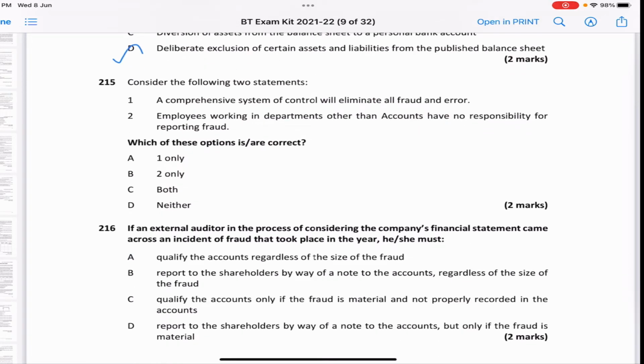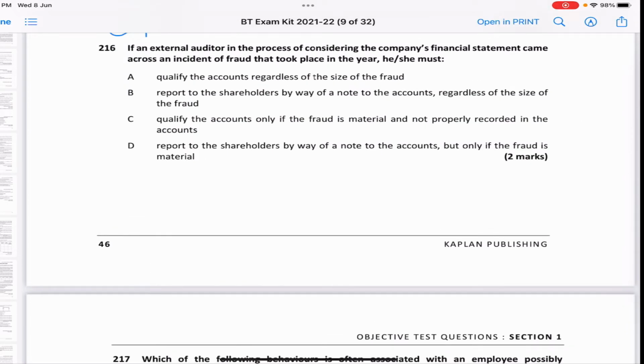Consider the following two statements. A comprehensive system of control will eliminate all fraud and error. That's not true. Employees working in departments other than accounts have no responsibility for reporting fraud. Even that's not true. So the answer is neither.